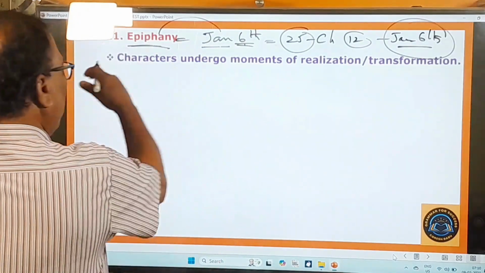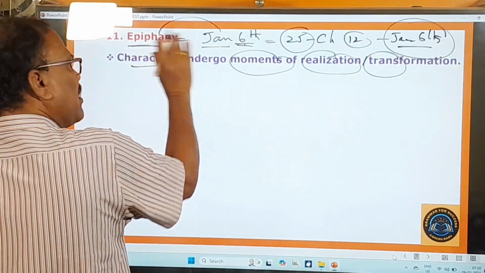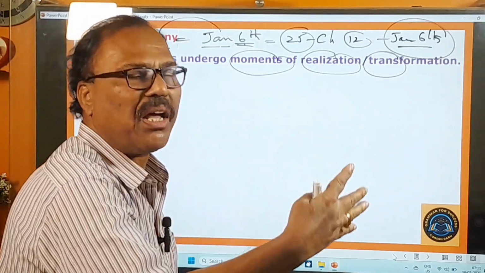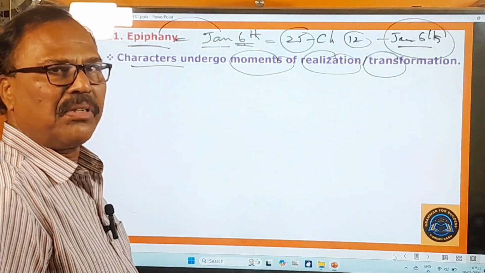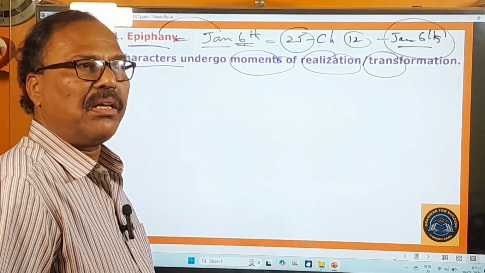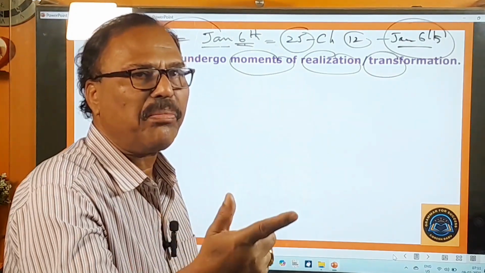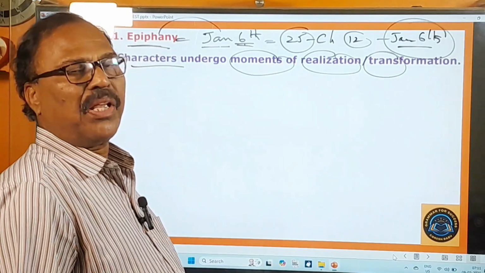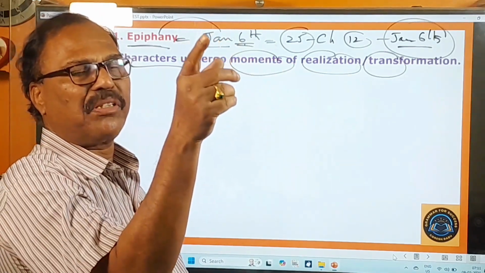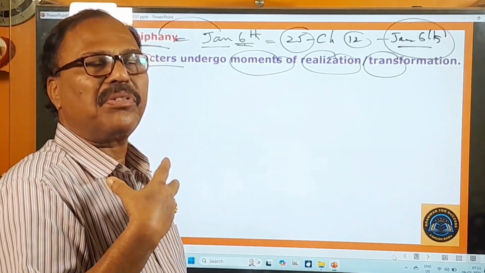And here, epiphany: characters undergo moments of realization. Another meaning of epiphany is getting realization, getting transformation, a change. Alonso is there. What did he do? He started changing because he felt guilty, because he supported Antonio in the dethronement and banishment of Prospero. That king of Naples, Alonso, helped Antonio. And now Alonso is feeling repentant.